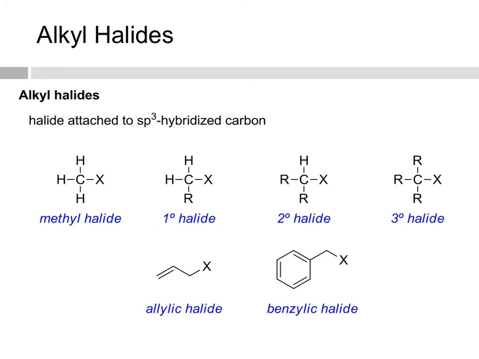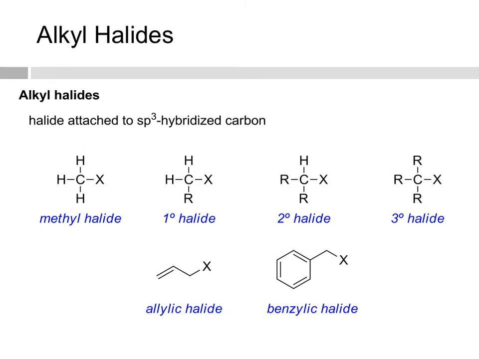This is an introduction to alkyl halides. Alkyl halides are compounds that contain halides attached to sp3 hybridized carbons. We can classify them as methyl halides or primary, secondary, tertiary halides, and this is going to depend on what carbons they are attached to.